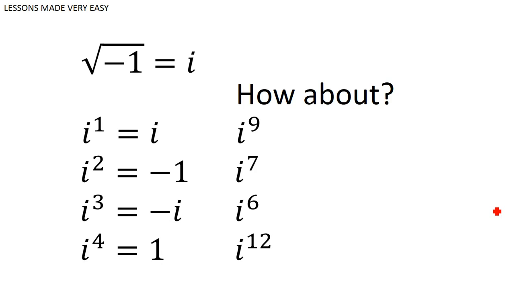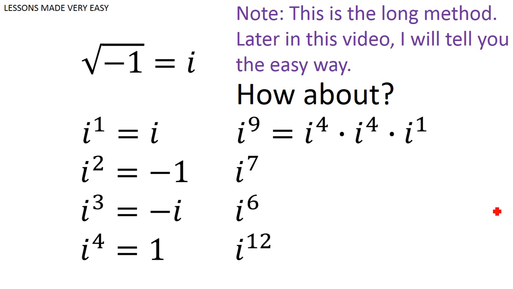Okay, so how about i to the 9? In the normal way, we use 4, because i to the 4 is equal to 1, so that's why we make 9 into 4s, and then the remaining is the value. Note that this is the long method. Later in this video I will tell you the easy way.